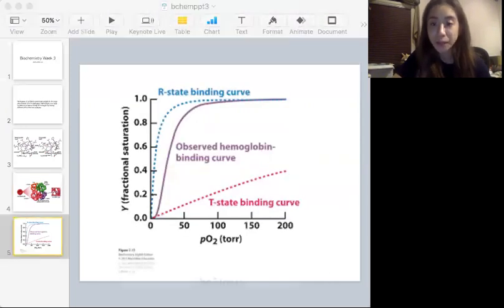At high pressure, which exists in lungs and gills, the HB is a good O2 binder. At low pressure, in muscle and tissue, it is a poor O2 binder. At low pressure, HB passes the O2 to myoglobin.